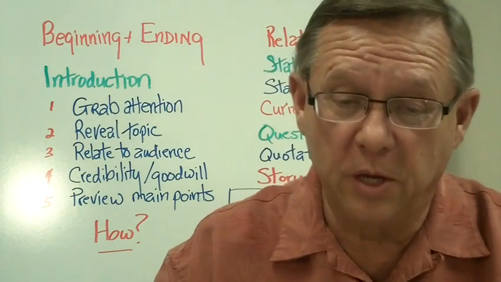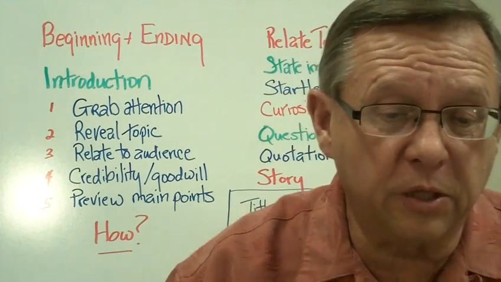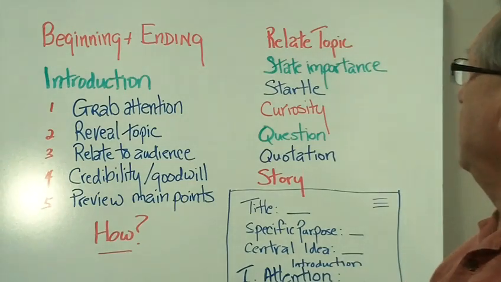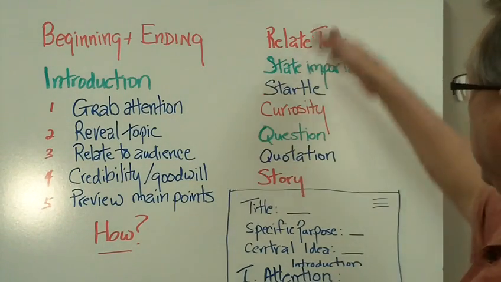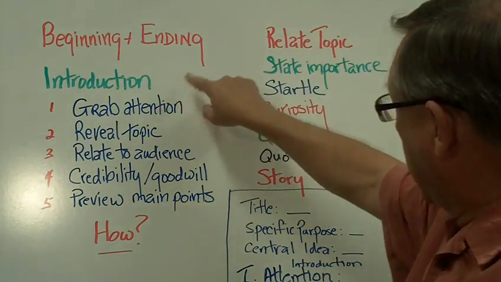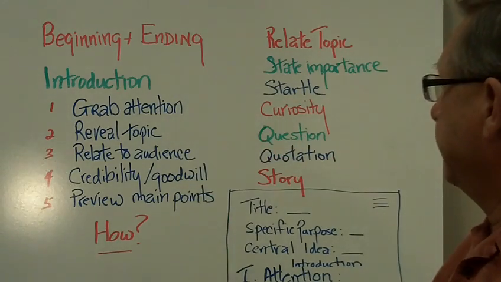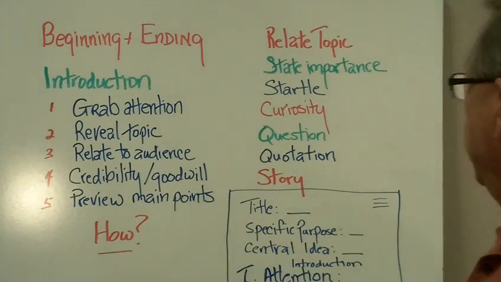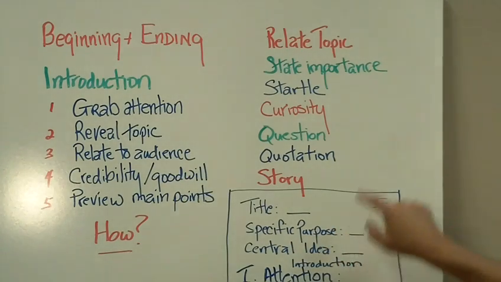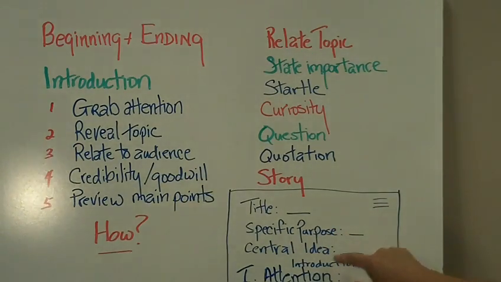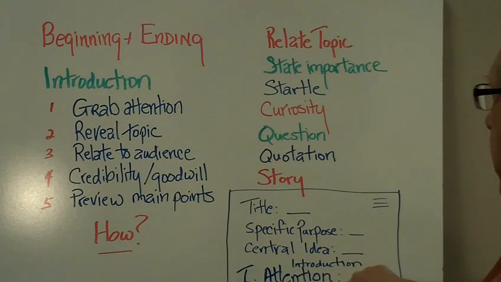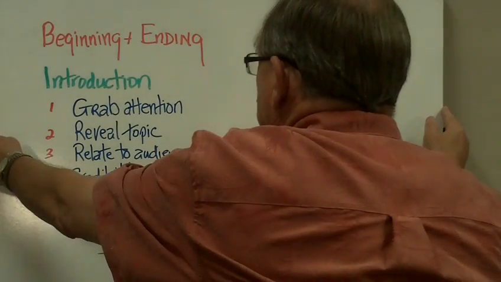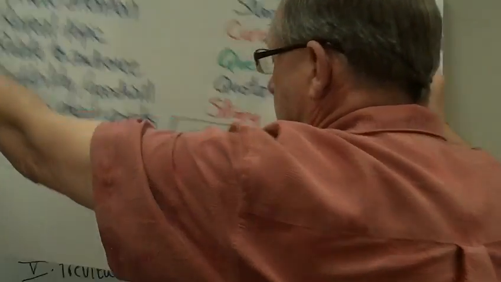Good way to start a speech. Tell us a story. Now, the next thing you want to do, after you've gotten our attention, is to reveal the topic. Please note this before we move on: you'll have your title, your specific purpose, and your central idea. Then you'll have the introduction centered in the page. You'll have Roman numeral 1, and the word attention there. That's how your outline is to begin in the introduction.